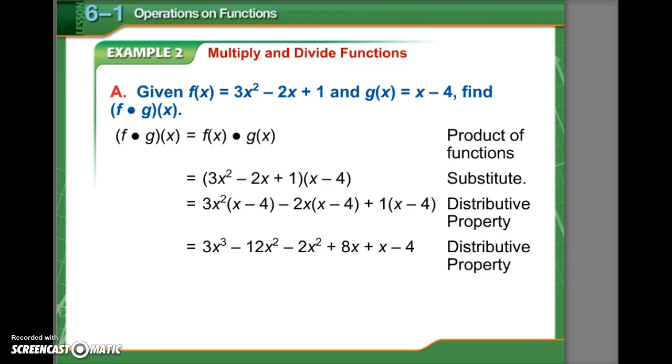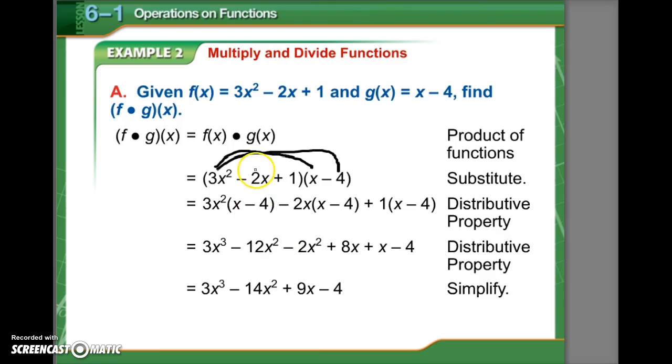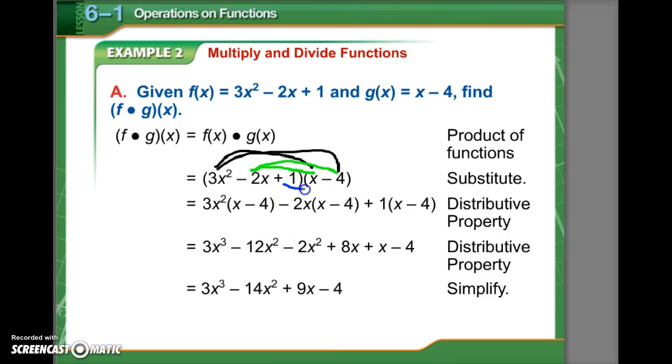So we're doing, let me pull up my writing tool in here. We're going to do 3x squared times x, and we're going to do 3x squared times negative 4. And then let me change colors. We're going to do negative 2x times x, negative 2x times negative 4. And then we're going to do 1 times x and 1 times negative 4. And when you write all that out, it's going to look like this.